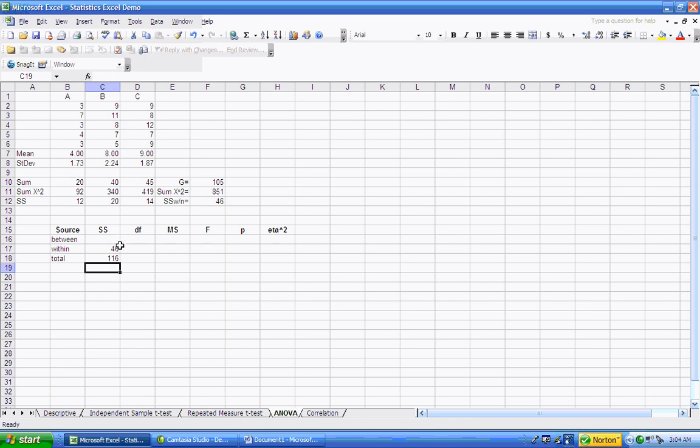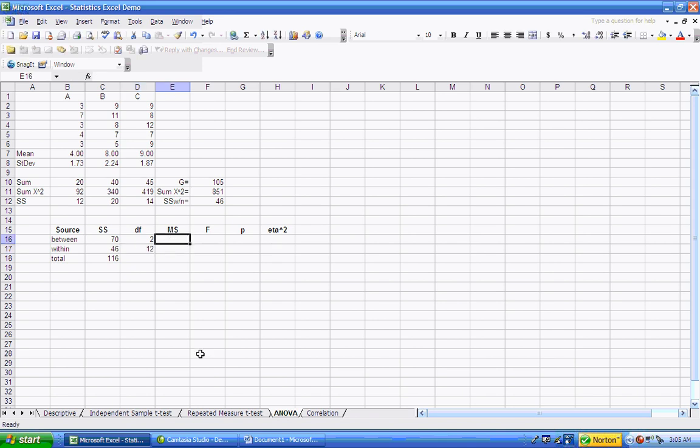Sum of squares total is made up of sum of squares between and sum of squares within. So if we have total and within, we could subtract those two to get between. So if we subtract C17 from C18, we'll get sum of squares between. Now our degrees of freedom for the ANOVA, we could put these in by hand. Degrees of freedom between is k minus 1. K is the number of conditions. We have three conditions in our study. 3 minus 1 would be 2. And degrees of freedom within would be large N minus K. We have 15 observations in the study total, and 15 minus 3 is going to be 12.